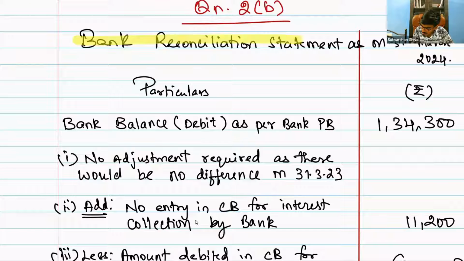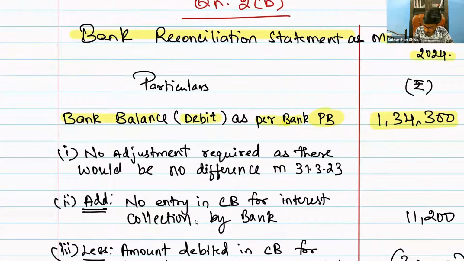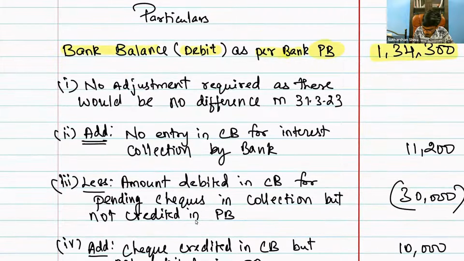BRS as on 31st March 2024. Bank balance debit as per bank passbook. That is 1,34,300. First entry, no adjustment required as there would be no differences on 31st March 2023.